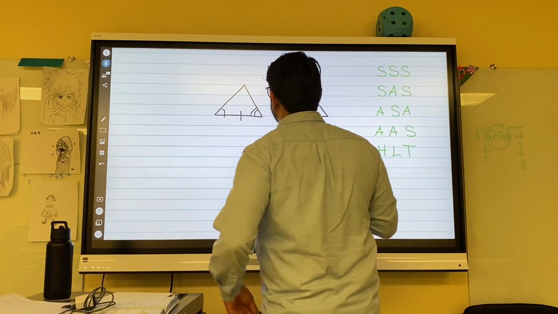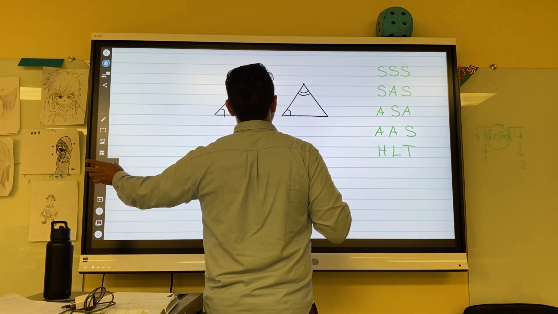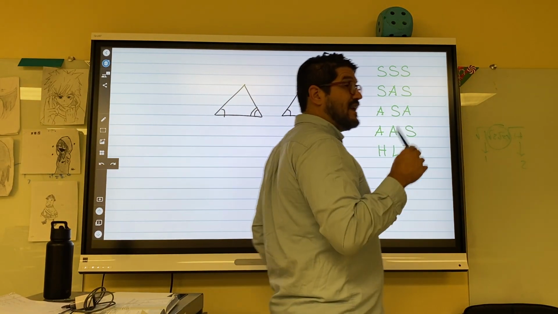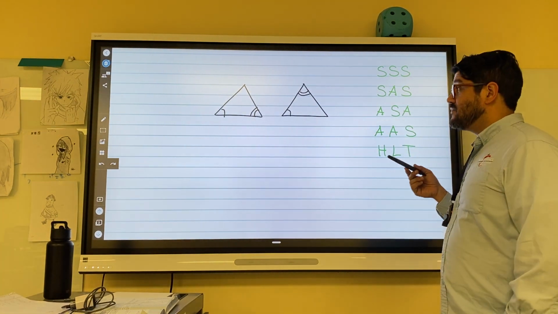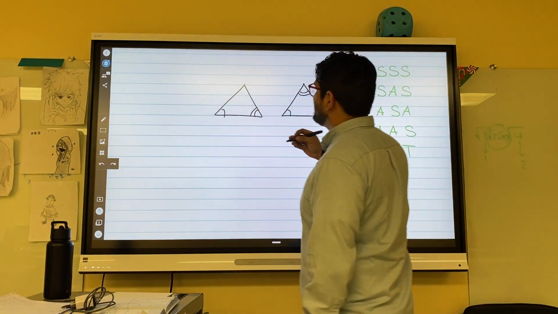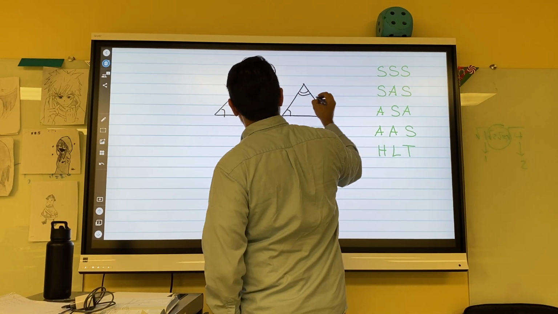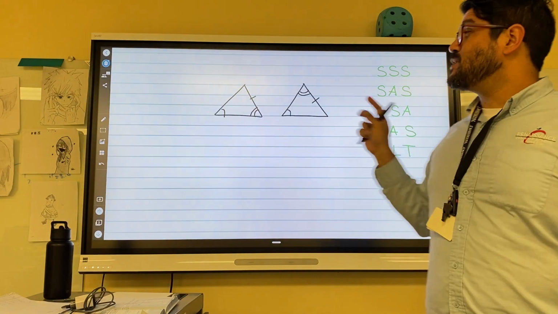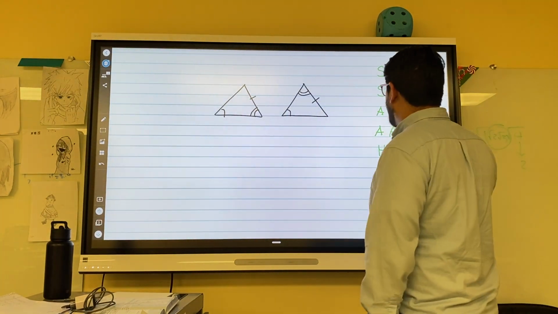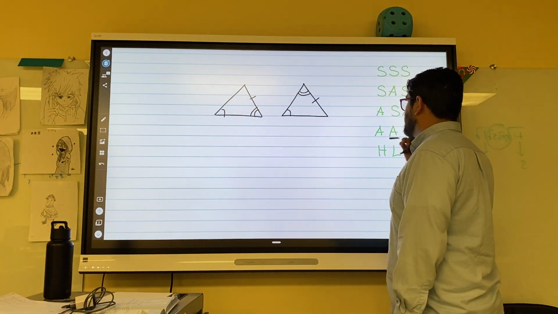Now, angle, angle, side, very similar. Okay? Angle, angle, side means they have to have two angles in common, okay? And the side has to be in common as well. Now, it has to be a specific side. It has to be the side touching the second angle.